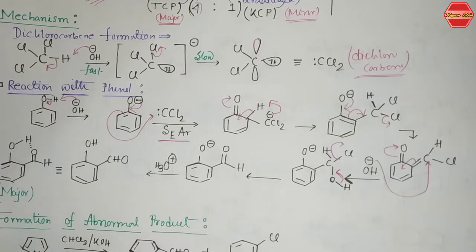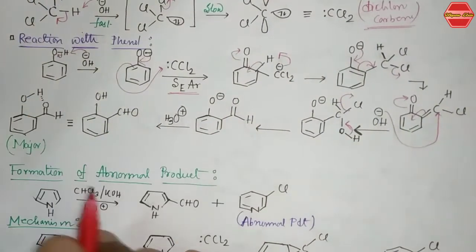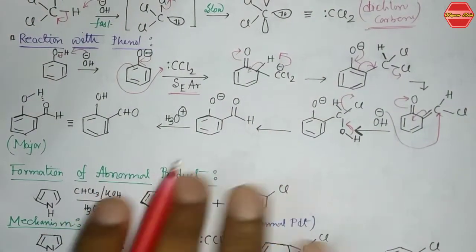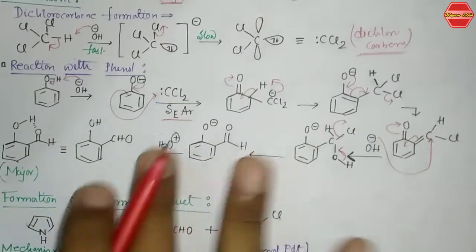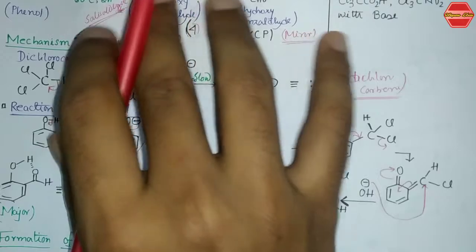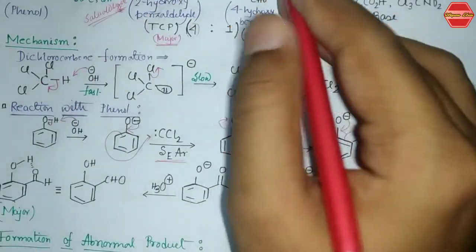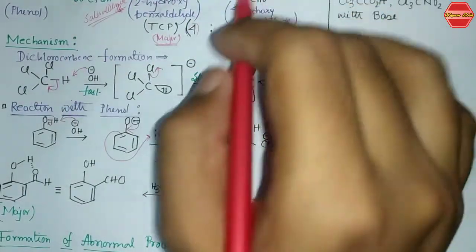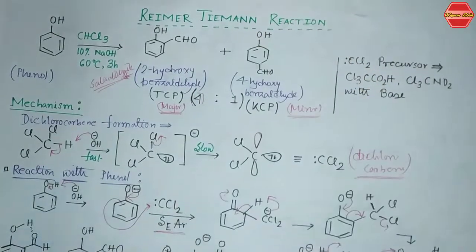Now why is this para? I think it's probably due to the larger size of the potassium, so it doesn't form this kind of 6-membered chelate, right? That is why we are using NaOH. So it can chelate, and your ortho product is the major one. If we are using KOH, then the para product will be your major one, right?